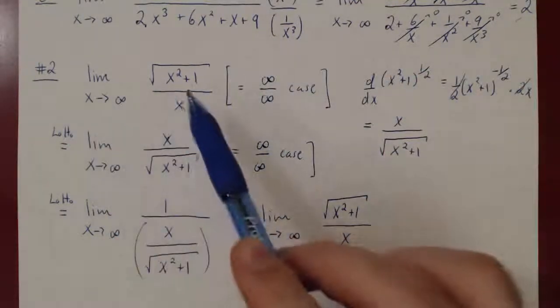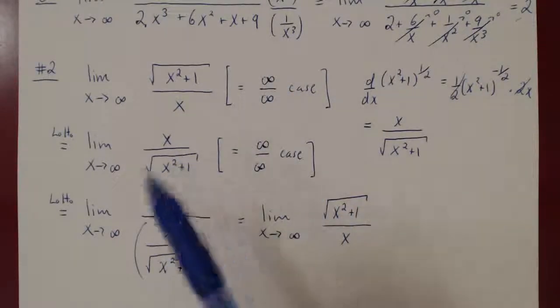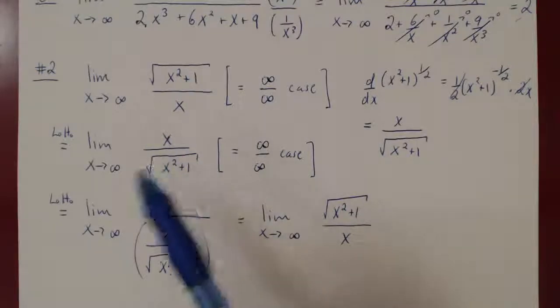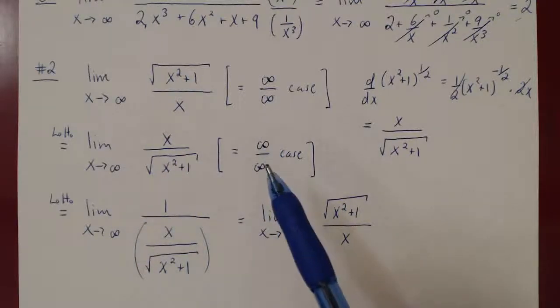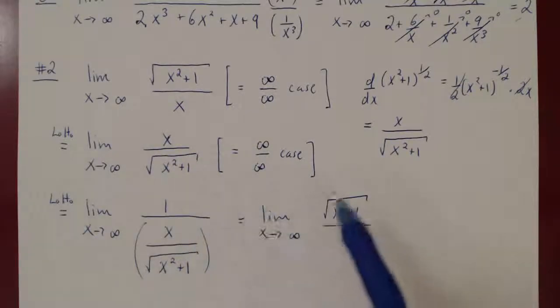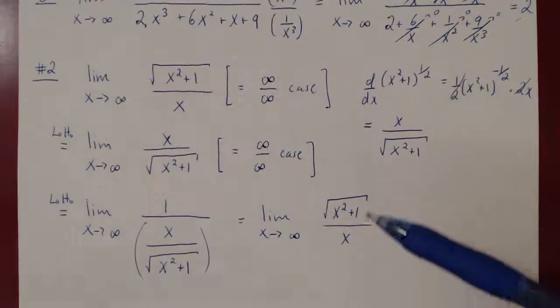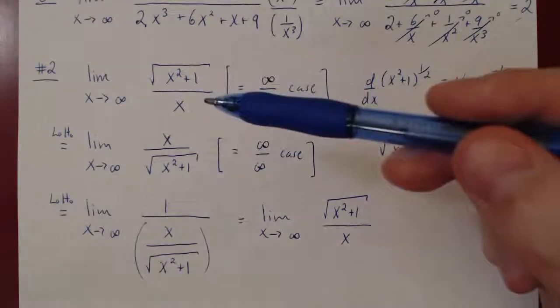We had this limit problem, infinity over infinity. Apply L'Hopital's rule once. We got a slightly different limit. Still an infinity over infinity case. We apply L'Hopital's rule one more time, and we get right back to where we started. And you see that we will loop the original limit forever.